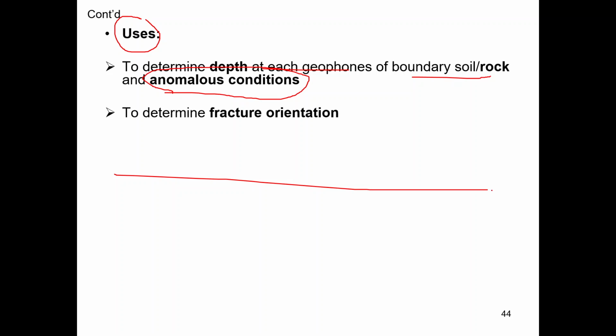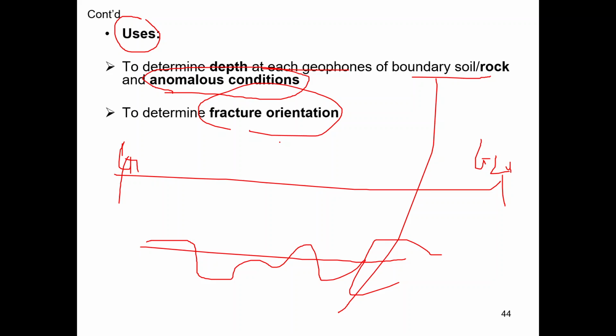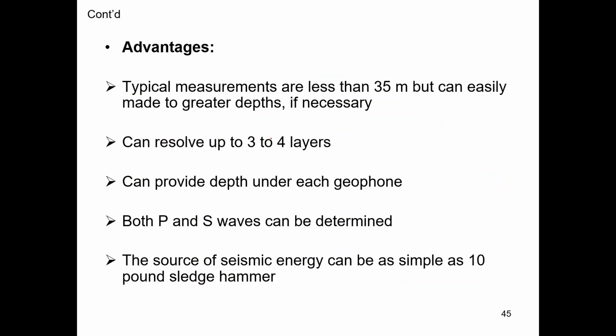For example, you have a 115 meter line with geophones laid between geophone 1 and 24. Along this line, you can see the soil profile and the boundaries between rock and soil, and any fracture orientation. If you see the velocity changing, sometimes it is because of fracture. In fractured rock the velocity is lower; if you have solid rock, the velocity increases.